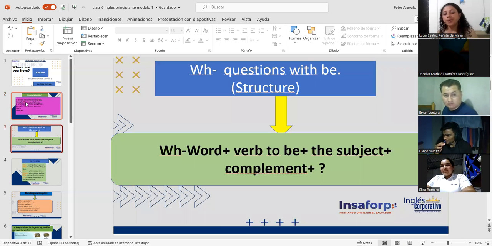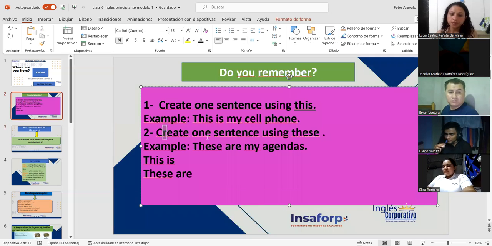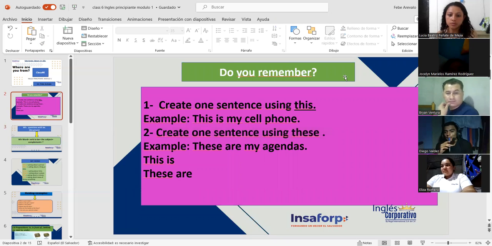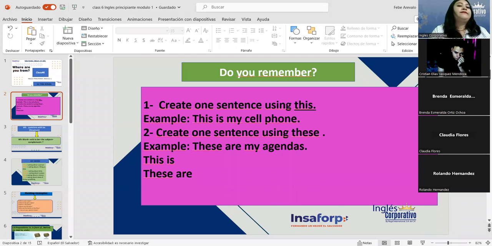So let's check now, everyone. Let's go with number two. Create one sentence using these. All right? These. Example, these are my agendas because I have two, right? Work on it and let me know whenever you're finished. Trabaje en eso y me avisan cuando termino.